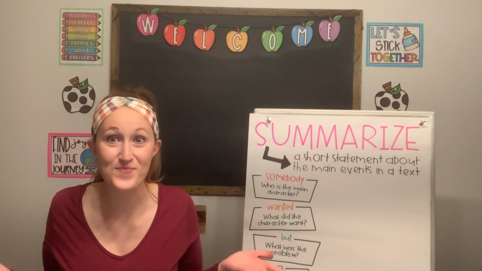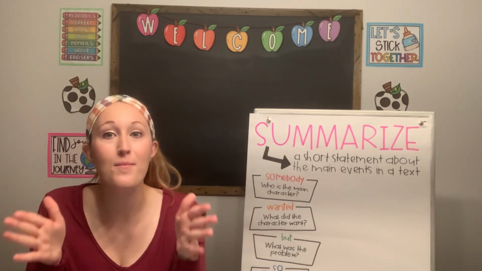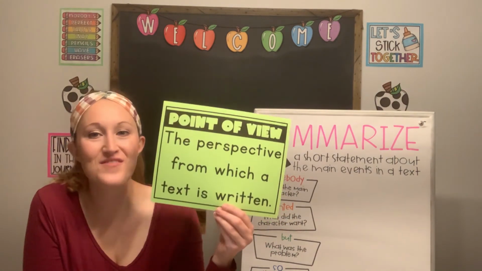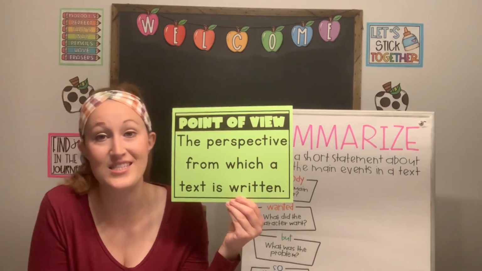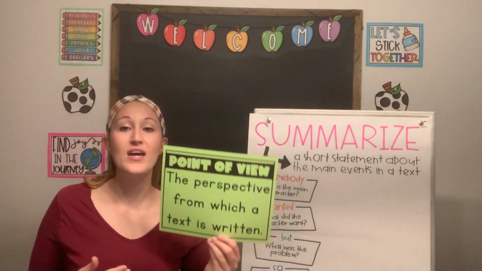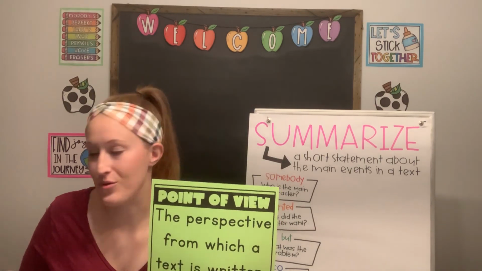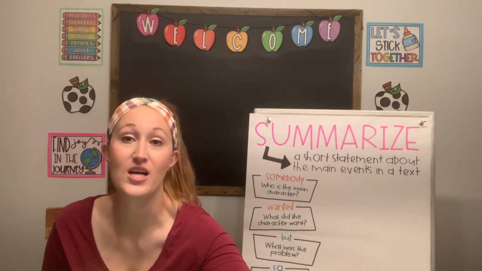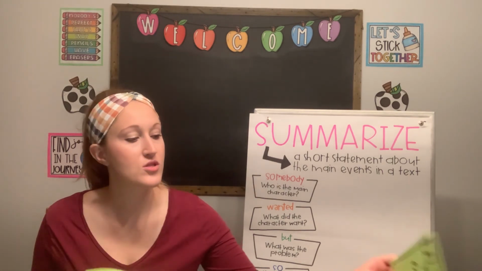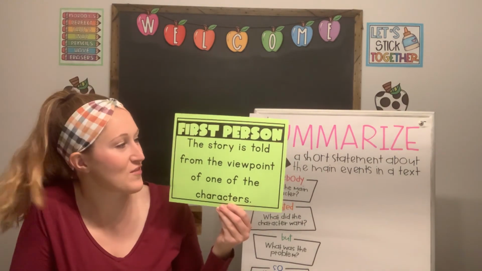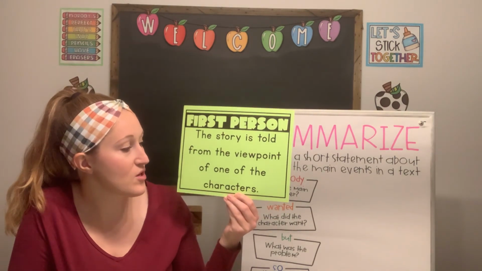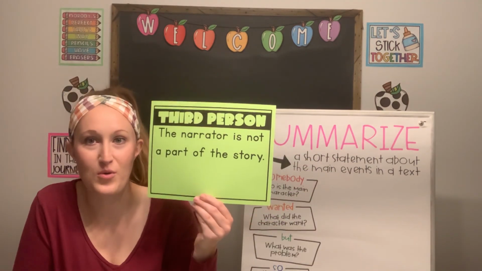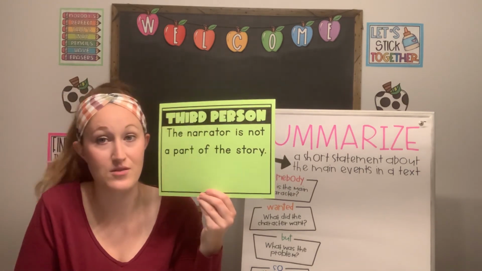So let's get started. This week, we are talking all about point of view. Now, to review, point of view is the perspective from which a text is written. Okay, so it's the way in which a story is told and presented to us. And when we read text, we often see text told from 2 different points of view. So the first is first person point of view, and that is when the story is told from the viewpoint of one of the characters. The second is third person point of view, and that's when the narrator is not part of the story.